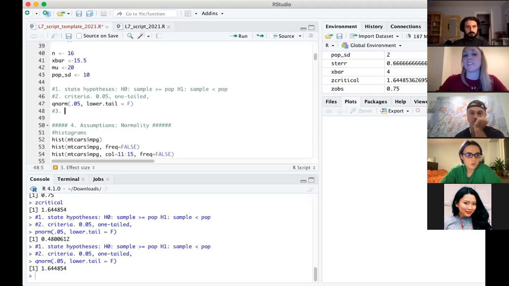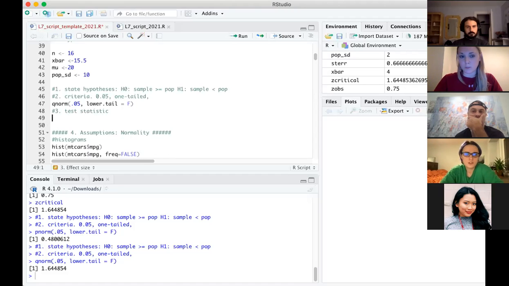Usually we do two-tailed, but if it says to do a one-tailed, then we'll do that, or if their hypothesis is directional like that. So we're going to calculate our test statistic. So how do we do that? This is a one sample Z test.